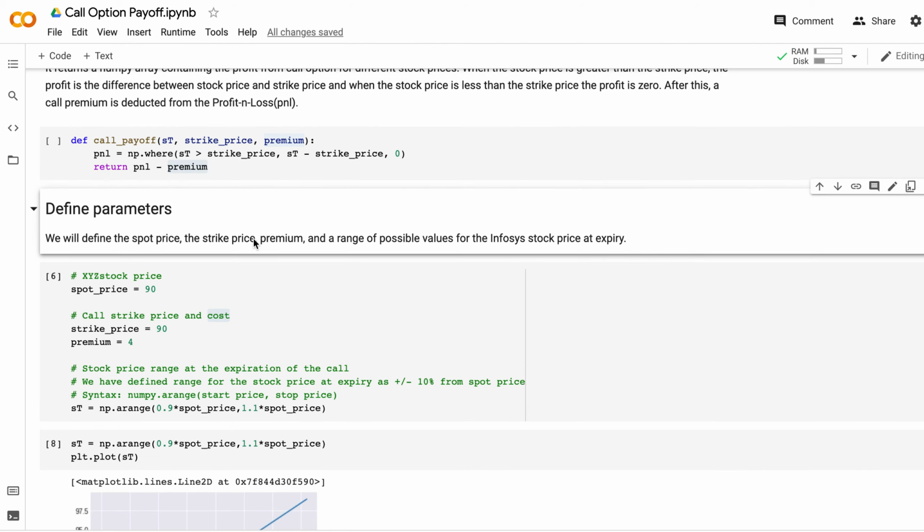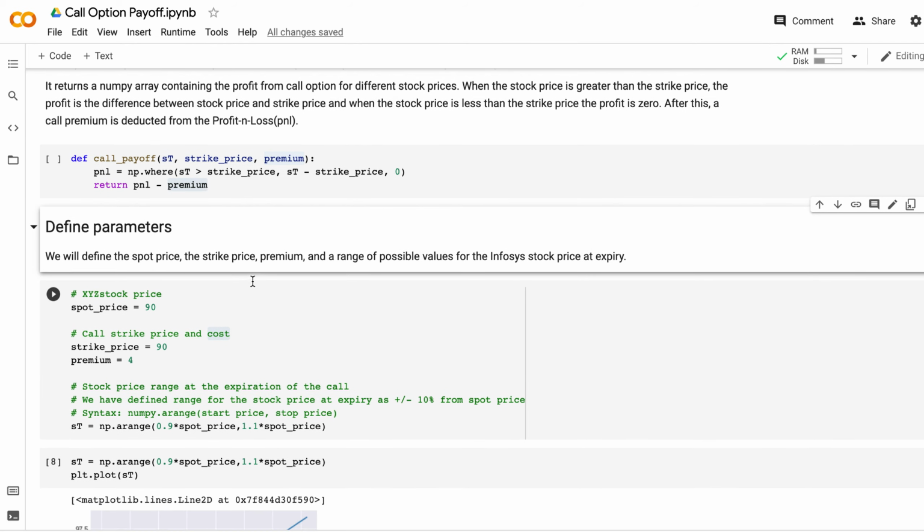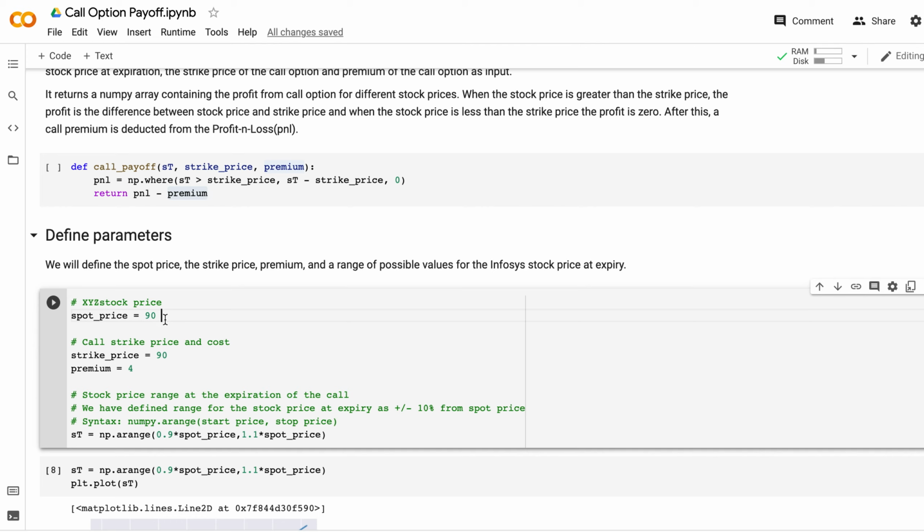Now let's define some sample parameters to plot our graph, right? So we say spot price of 90, we say strike price 90. When the strike price and the spot price are the same value, the moneyness is called at the money, right? If the spot price is bigger than the strike price, it's called in the money. And if the spot price is below the strike price, that is out of the money, right? So the premium is the cost of the option.